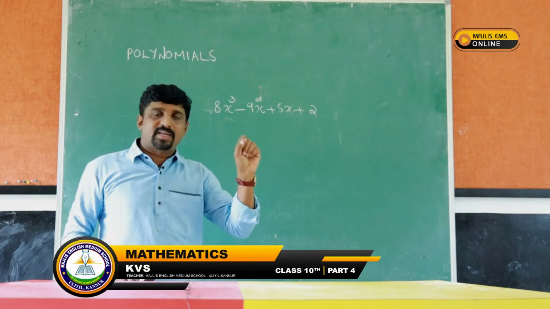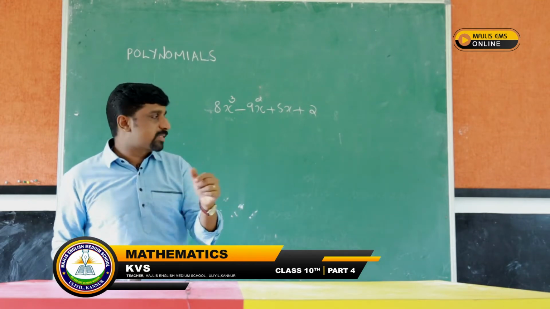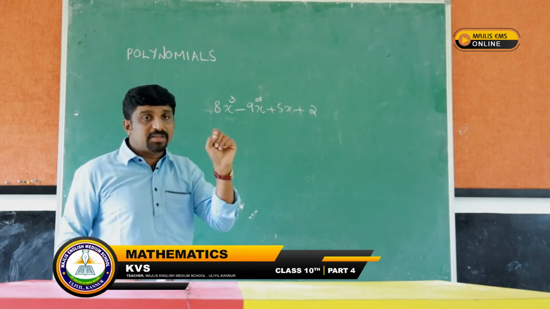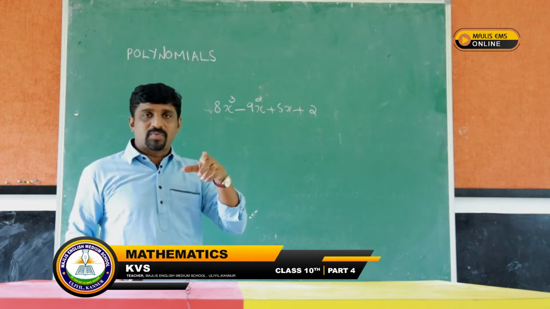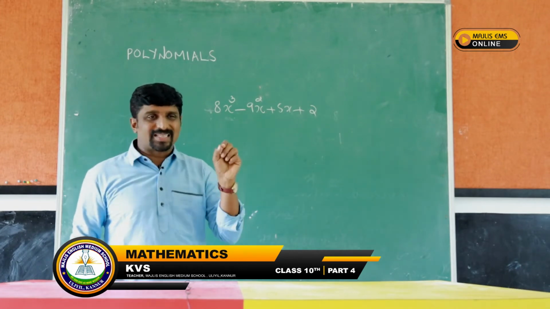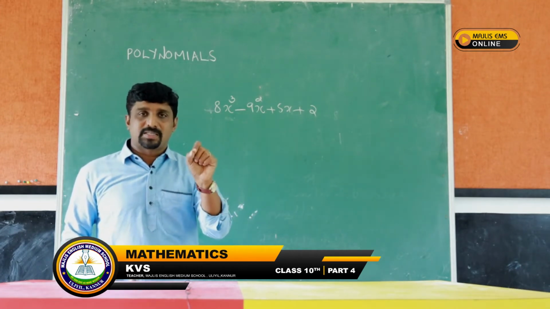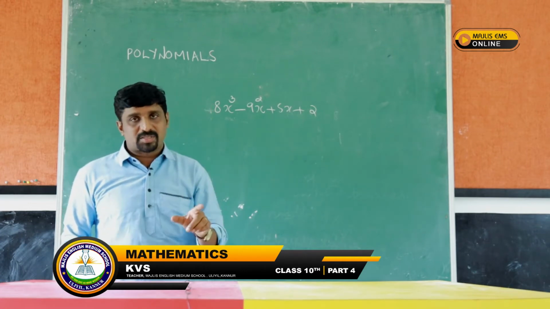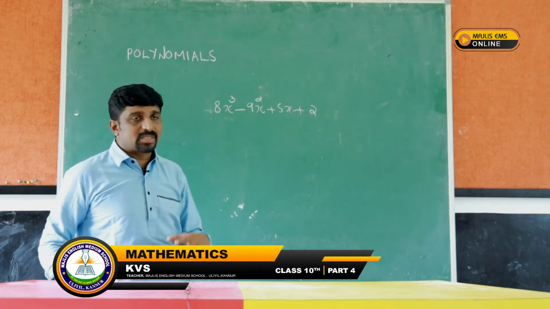A term containing a negative symbol, you must write the negative like this. That's because the second term is actually negative 9x square. For the plus 5x and plus 2, there is no need to specify the plus symbol, but the negative you must. Therefore, minus 9x square is the second term.